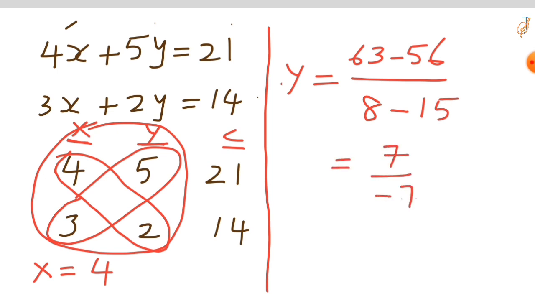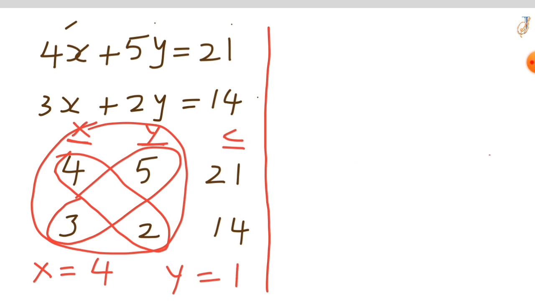And here also minus 7. After cancelling, you will get minus 1. So you need to change the sign. So the y value here is minus 1. When you change the sign, you will get plus 1. So x value is 4, y value is 1. So these are the x and y values of this linear equation.